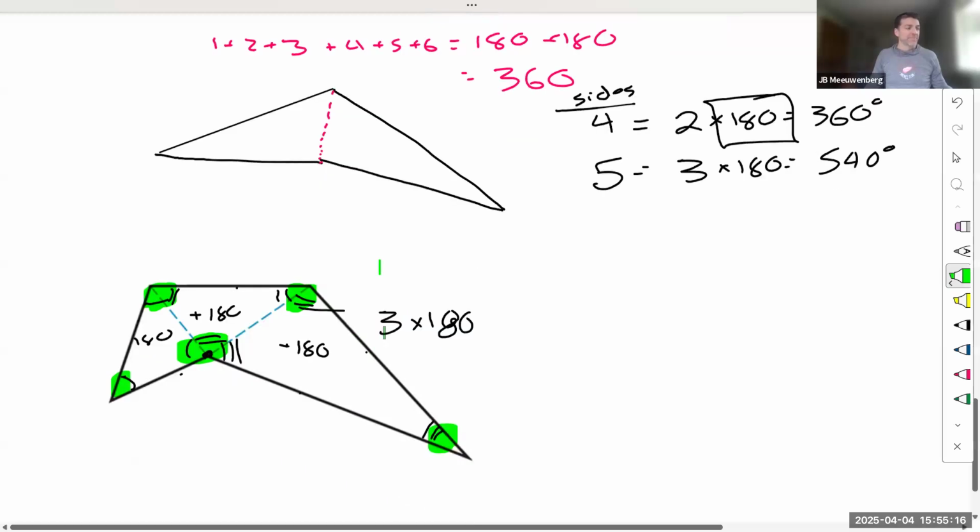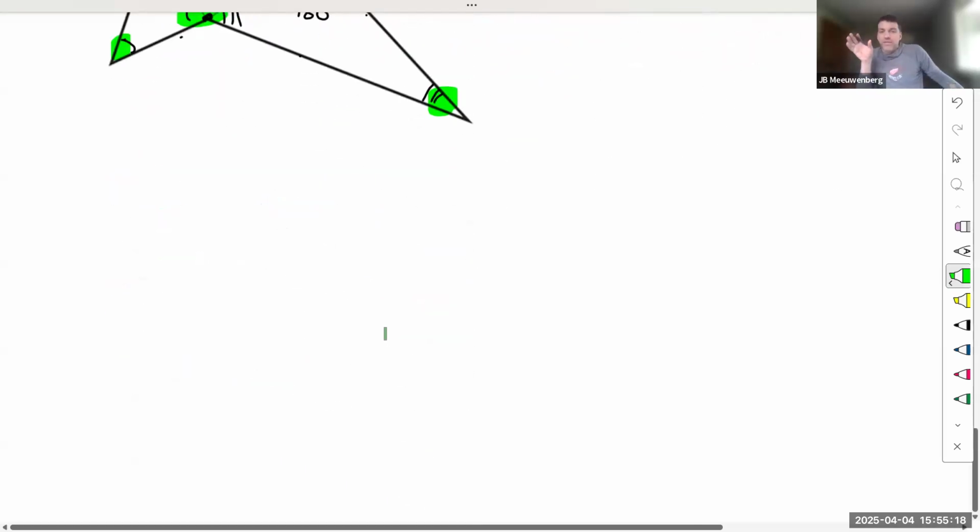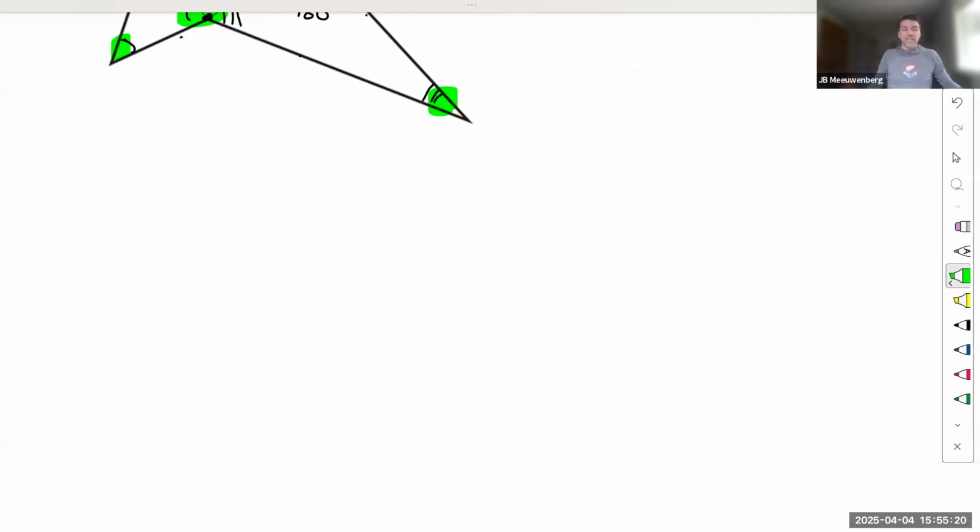How about an octagon? Make sure you remember what an octagon is. So take a moment, see if you can sketch an octagon, subdivide it to have triangles only, and figure out what is the total angle measure of all of an octagon's angles.